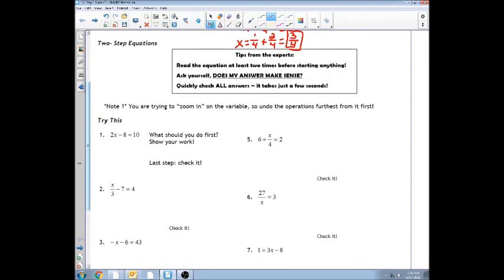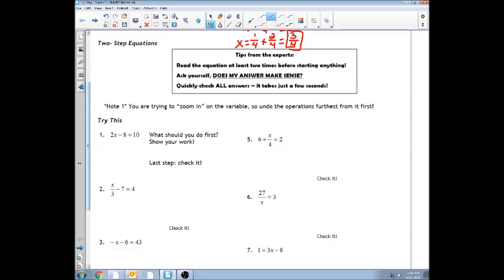Two-step equations, tips from the experts. Read the equation at least 2 times before starting anything. Ask yourself, does my answer make sense? Quickly check all answers. It takes just a few seconds. Note, you are trying to get the x by itself, or the variable by itself. So we need to undo the operations furthest from the variable first.